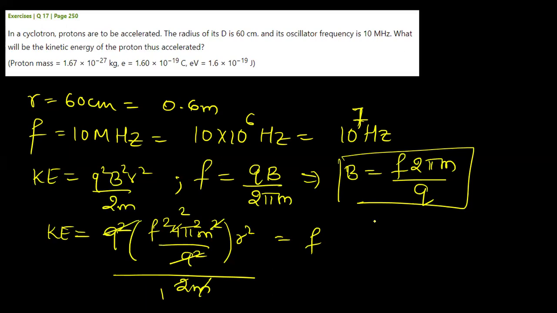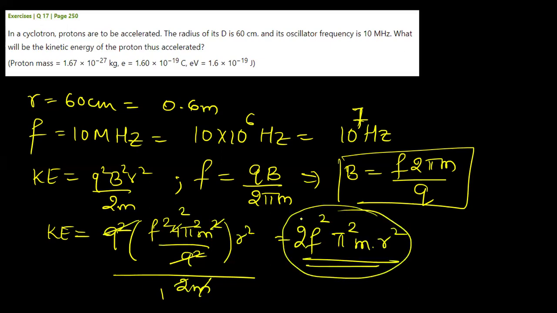So the kinetic energy is 2 F square pi square m R square. This is your final formula. Means there is no direct formula, so we have derived this formula.